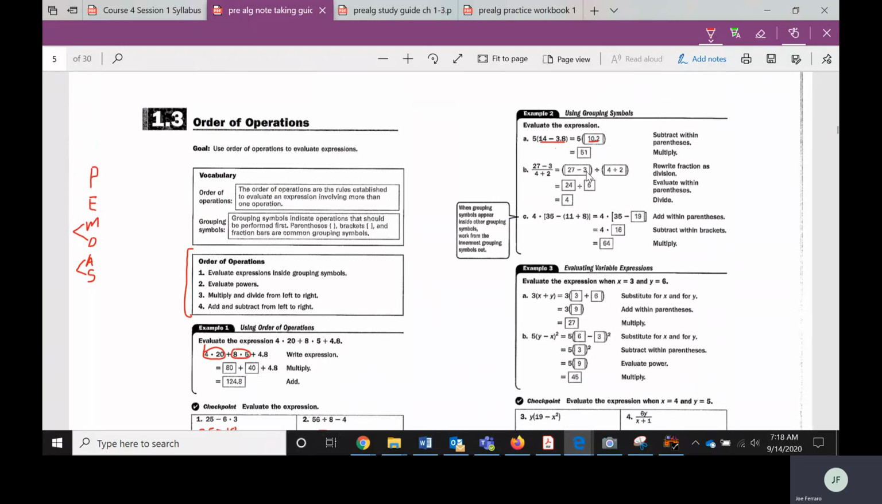And they go 27 minus 3 is 24. So that's the top part. The bottom, 4 plus 2 is 6. Now they can divide: 24 divided by 6 is 4.